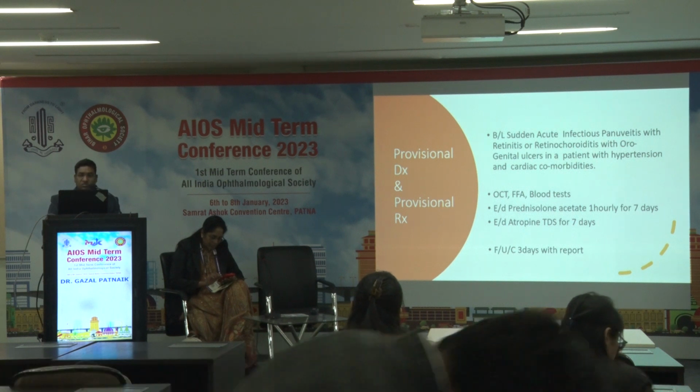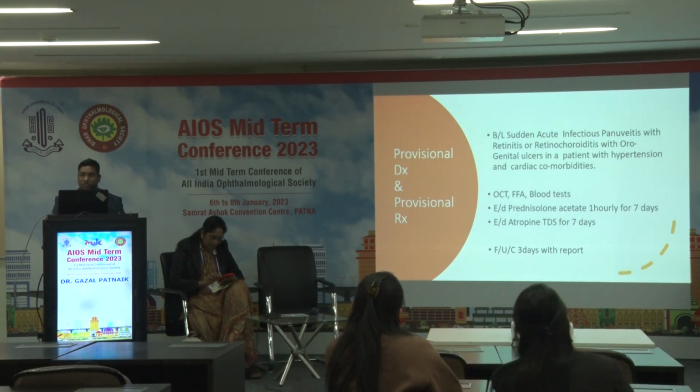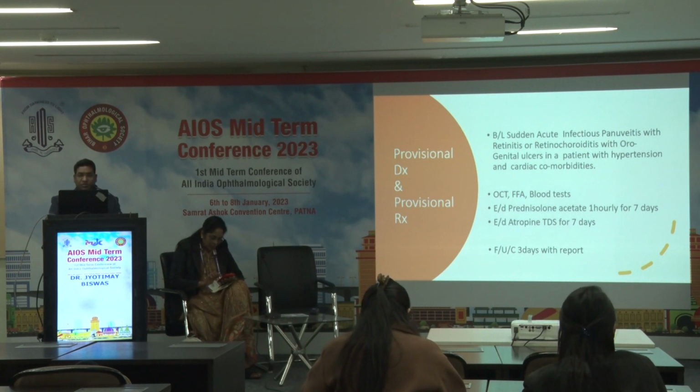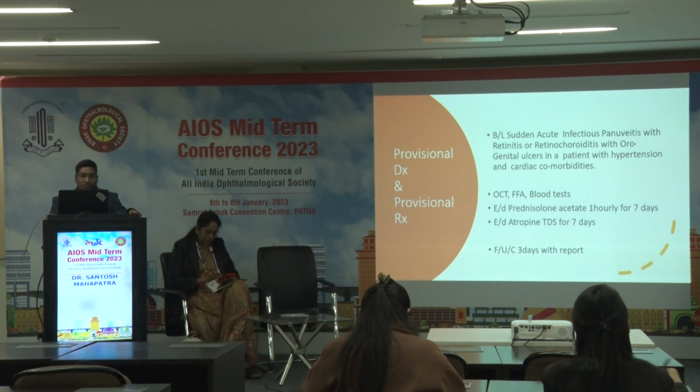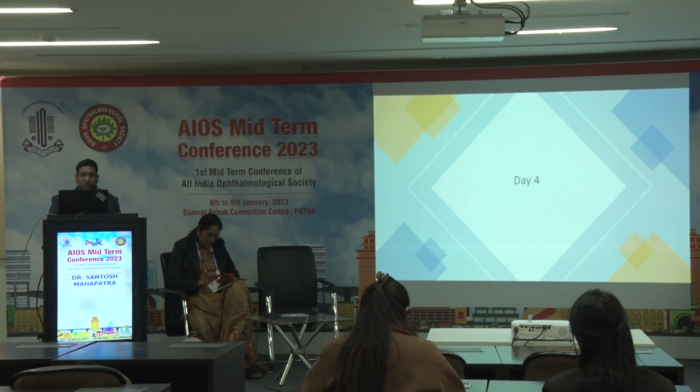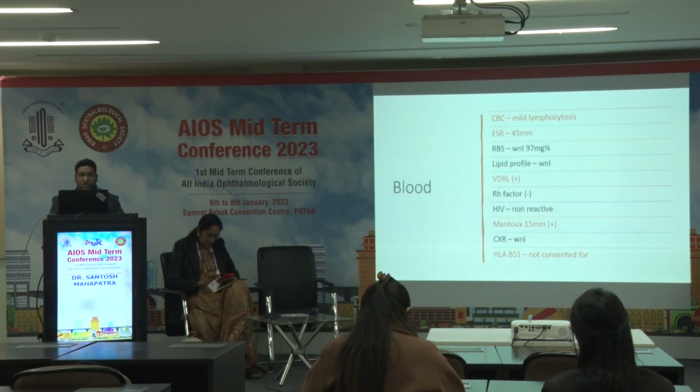So, the provisional diagnosis was acute infectious panuveitis with retinitis or retinochoroiditis and orogenital ulcers in a patient with hypertension and other comorbidities, and other blood tests were done. Three possible diagnoses came to my mind: tertiary syphilis, Behçet's, or ocular disseminated tuberculosis, because of these blood findings with mild lymphocytosis. ESR was 45 millimeters, VDRL was positive. Mantoux showed a strong reaction of 15 millimeters.